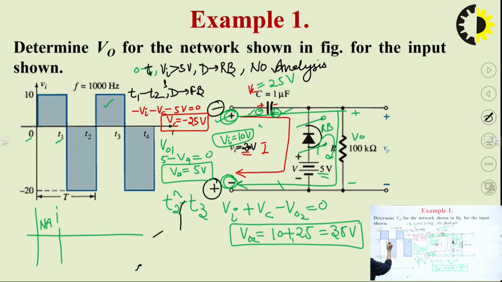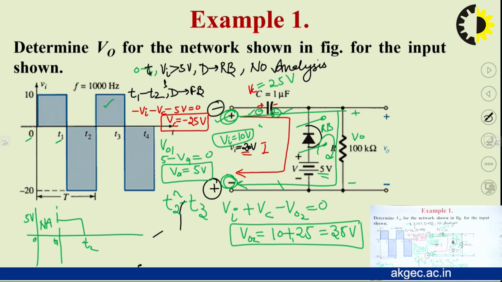So, here during T1 to T2, what is my output voltage? Plus 5 volt, and always remember we measure the value from the DC level. So, during 0 to T1 this is 0, no analysis; T1 to T2 the output voltage is plus 5 volt.